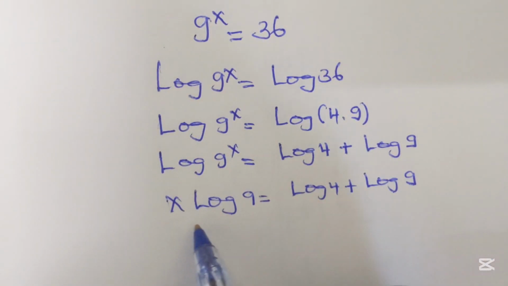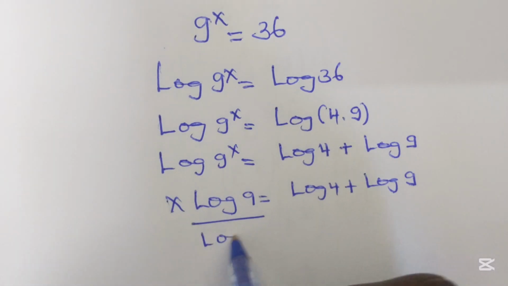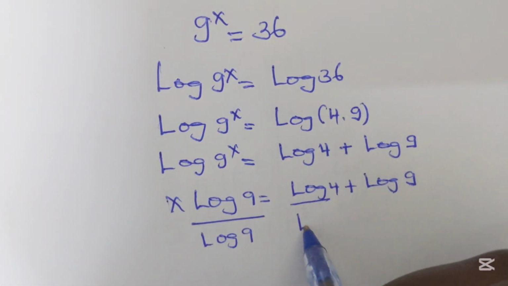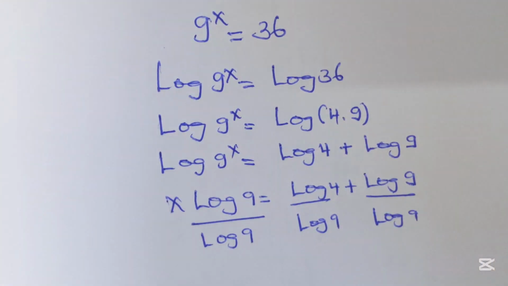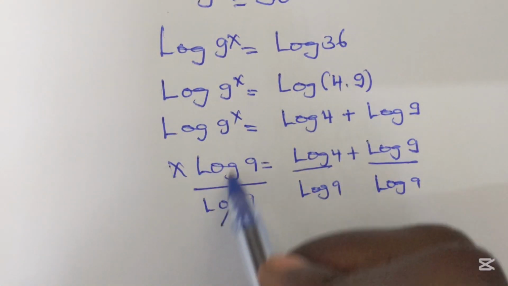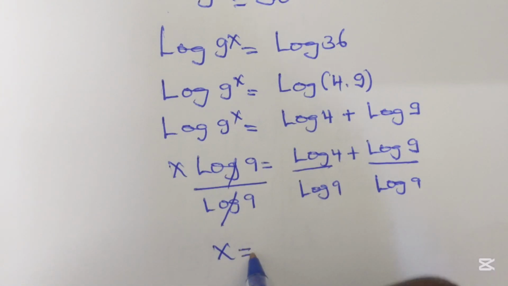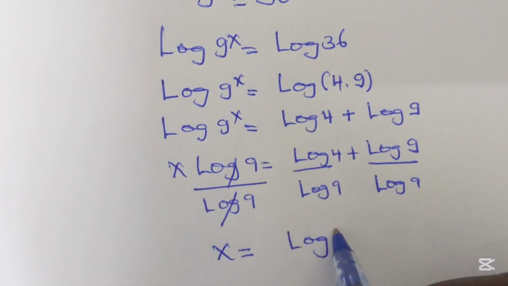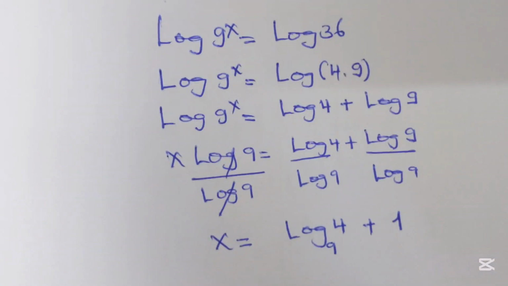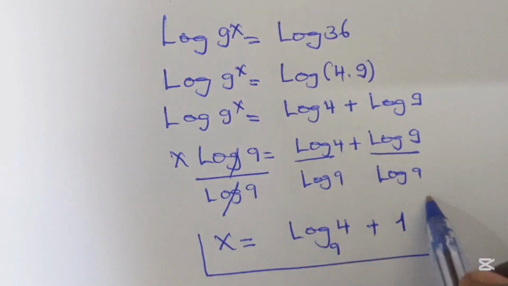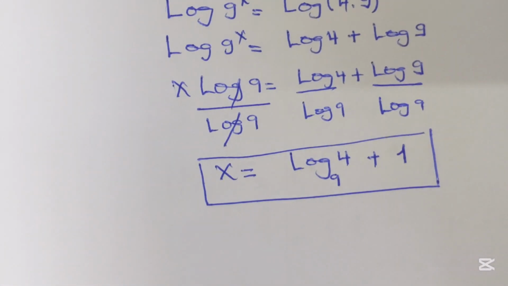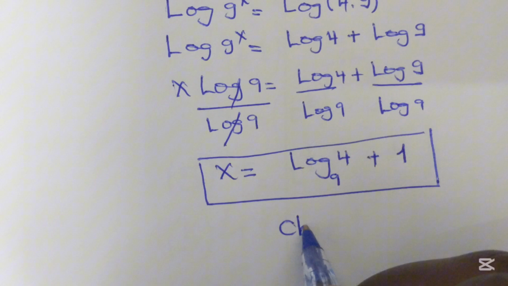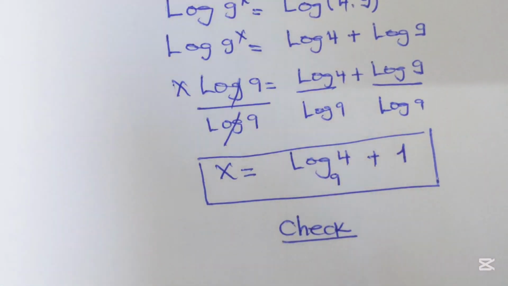In order to find the value of x, we have to divide logarithm of 9 on both sides. Logarithm of 9, logarithm of 9. By simplifying, we get x equals logarithm of 4 to the base 9 plus 1 as the value of x. But we always have to check if our answer is correct.